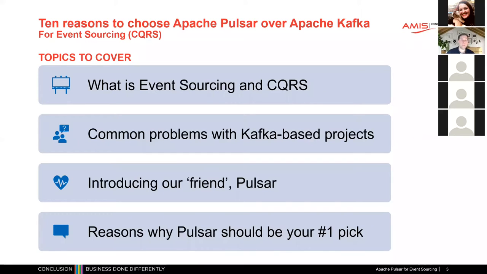But for this talk, I want to first go over a little bit about the concepts of event sourcing and CQRS. Then take a look at some common problems with Kafka-based projects, and how that relates to event sourcing. Then a small introduction to Pulsar, though with all the many presentations we had today, I don't have to go over a lot. And then we look at the reasons why I think Pulsar should be your pick if you want to implement these 2 concepts, and certainly the CQRS pattern.